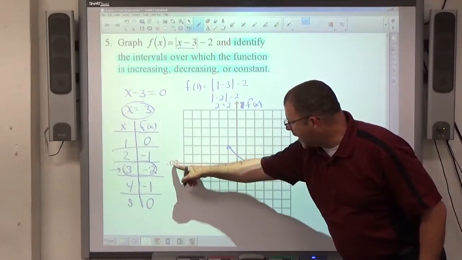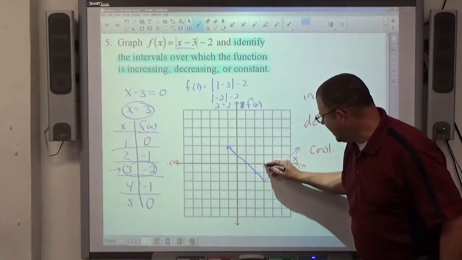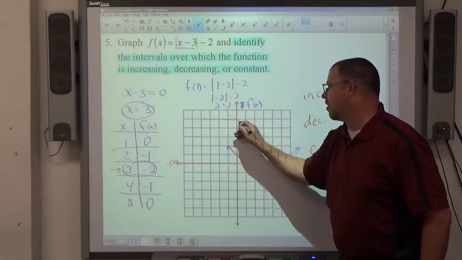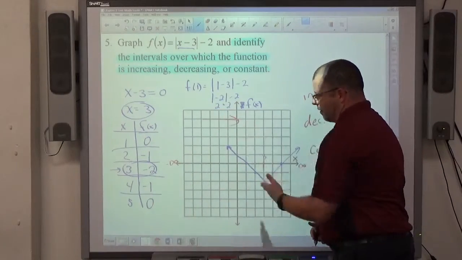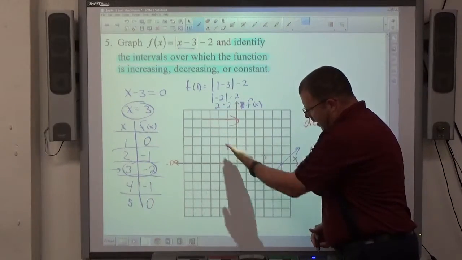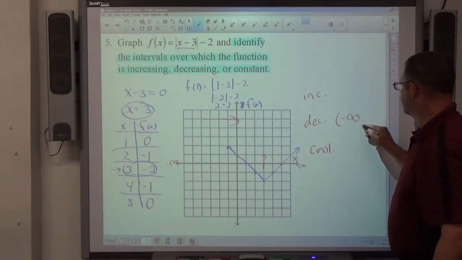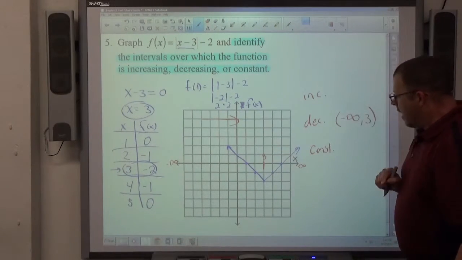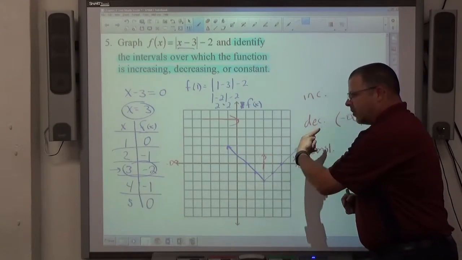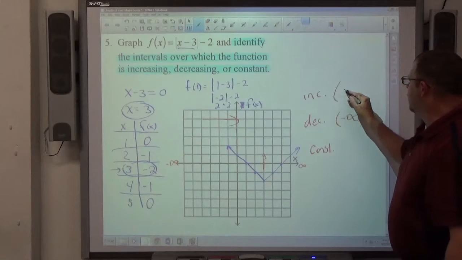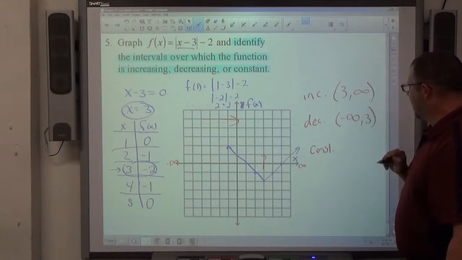So looking at this graph from negative infinity all the way to right here at x equals 3, if we're going this direction, we always go left to right when we're reading a graph, the graph is decreasing. So from negative infinity to 3, it's decreasing. Starting at 3, it starts increasing. Again, as we're going this direction, the graph's going up after 3. So all the way from 3 to infinity, it's increasing, and it's never constant.